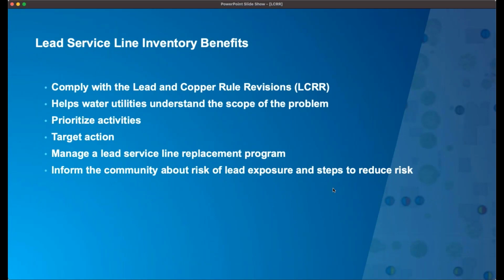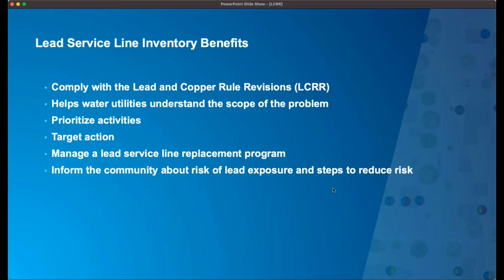So what are the benefits of doing a lead service line inventory? Well, what comes to everybody's mind immediately is compliance with the LCRR. You are required to. You have to do a lead service line inventory, as I mentioned, or be able to demonstrate the absence of lead services in your utility's service area.